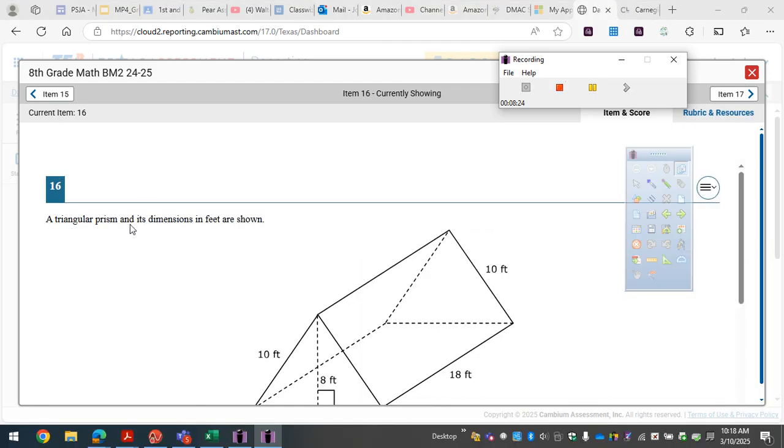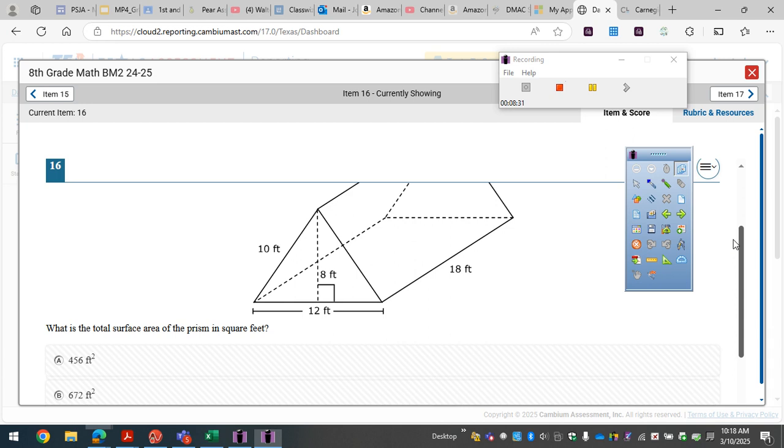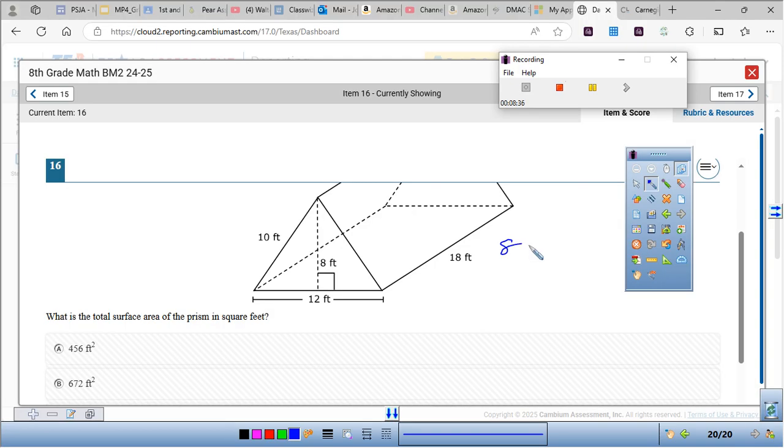Okay, a triangular prism and its dimensions in feet are shown. Okay, so it is. Okay, yada yada yada. 10, 10, 18. Total surface area. This is easy. So we're going to go total surface area. S is equal to PH plus 2B, just in case.